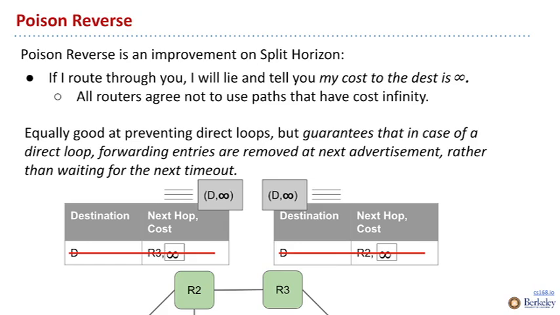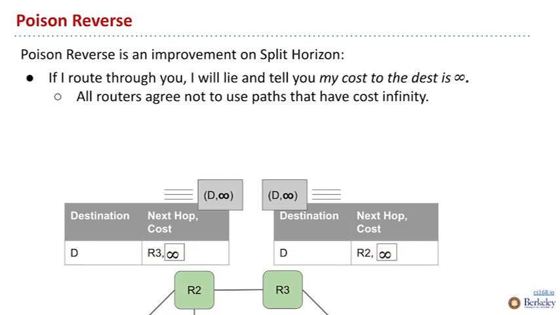The problem is, while you still have your old update, I'll just point this out. This is a good question. While you are in this state, if someone else tells you, oh, I have a path to D with cost 6, you're not going to take it because you still think that R3 has a path with cost 2. So the quicker we can change that to, say, infinity, the quicker this router is able to accept updates from other neighbors. Yeah?